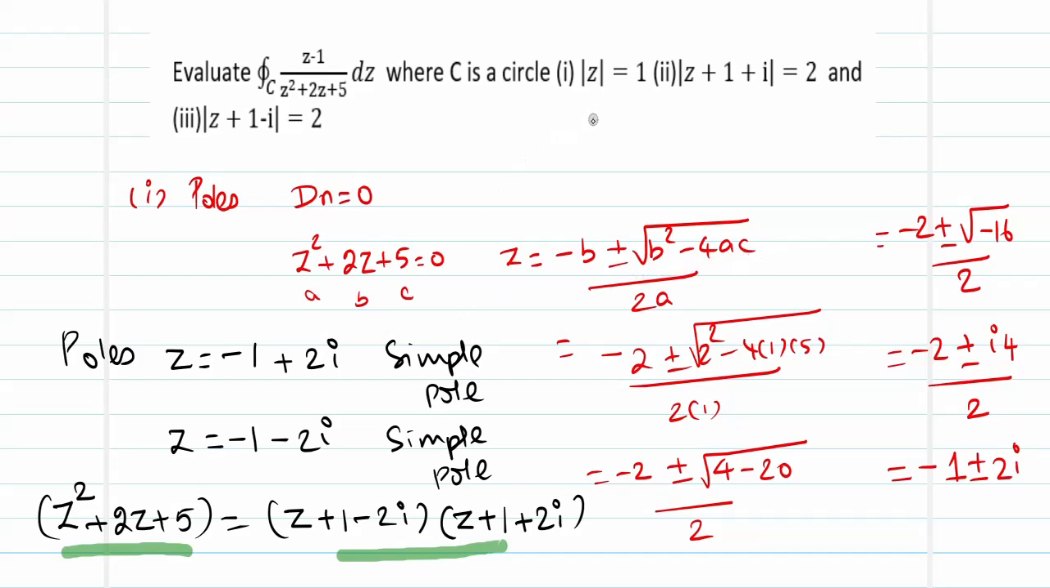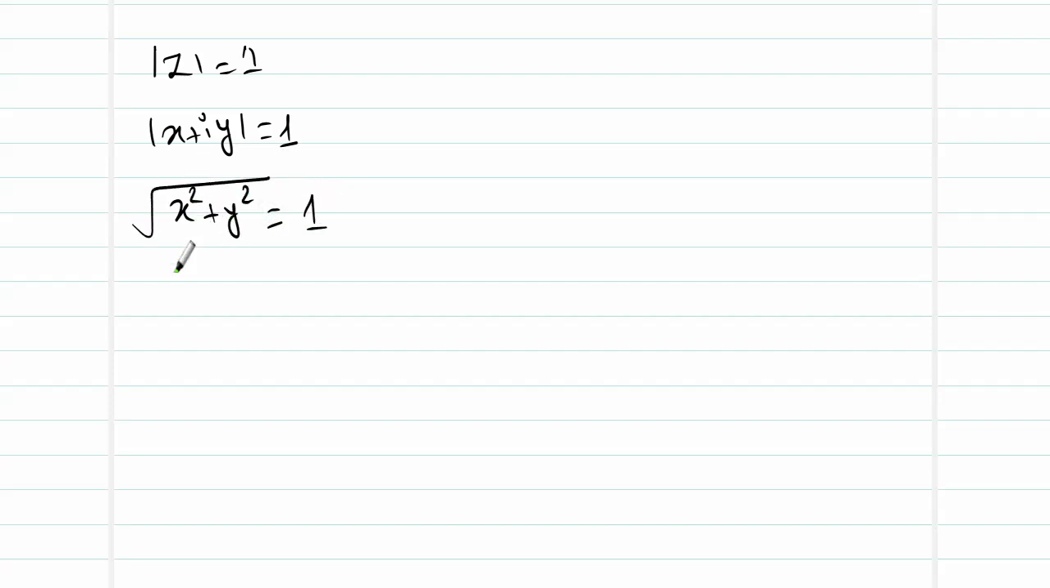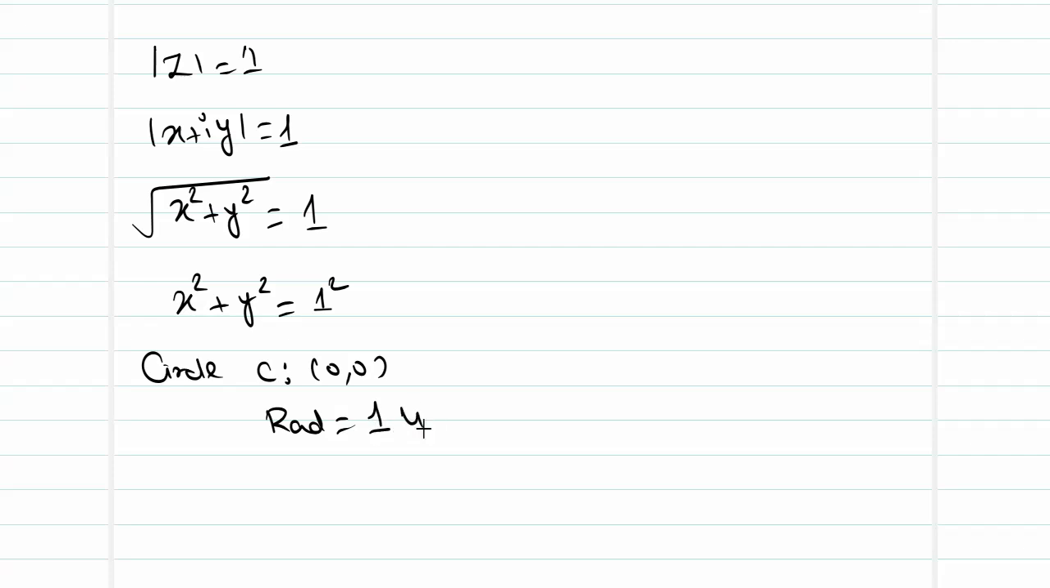So now we will move on to the second step, which is identifying our boundary. What is our boundary for the first case? Mod z is equal to 1. What does mod z equal to 1 represent? It represents the modulus of x plus iy being equal to 1. So I have the square root of x square plus y square equal to 1. Squaring on both sides, I have x square plus y square equal to 1 square. This represents a circle with center 0, 0 and radius equal to 1 unit.